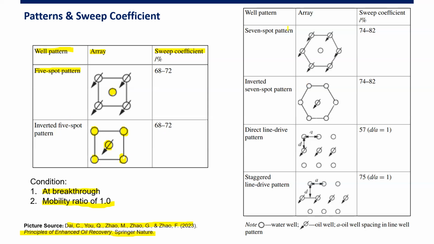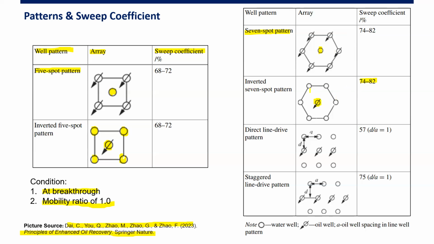And then what do we have here? 7 spot pattern. It is even better. 1 producer, but you have 1, 2, 3, 4, 5, 6 injectors at the edges. Now you can get 74 to 82% sweep coefficient. If you invert the pattern to get the inverted 7 spot pattern, still you have 74 to 82%. In this case, you have 1 injector at the center and 6 producers at the edges, making a 7 spot pattern.